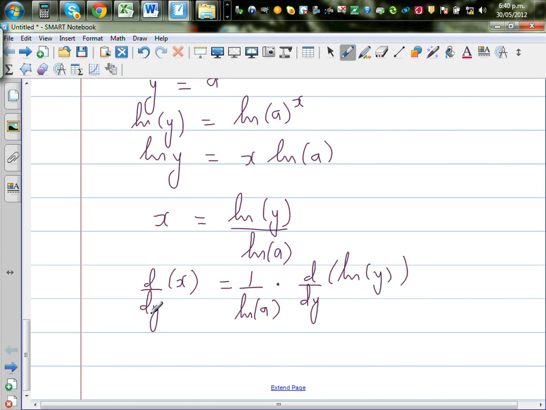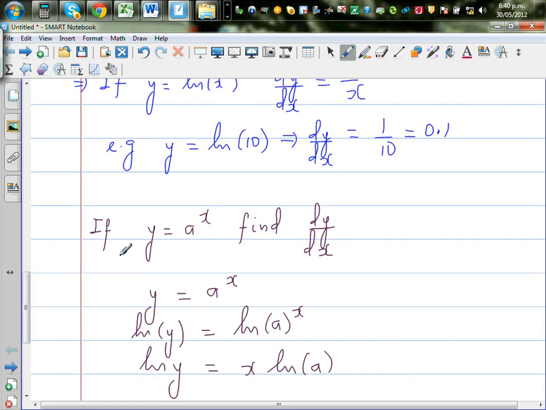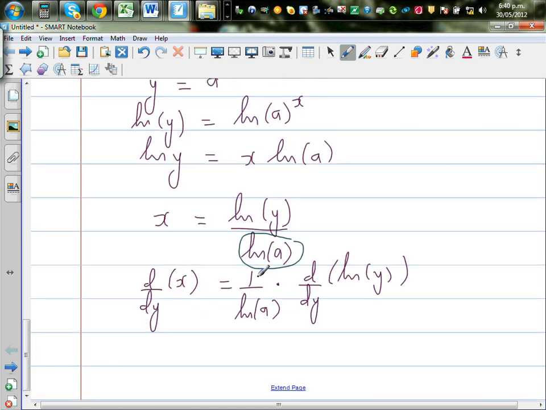So d by dy of x, and this is a constant. I hope you know a is a constant here. I didn't write that. a is any number. In algebra and calculus, a, b, c are used for constants and x, y, z are used for variables. As this is a constant, you can factor out 1 over natural log of a times d by dy of natural log of y.